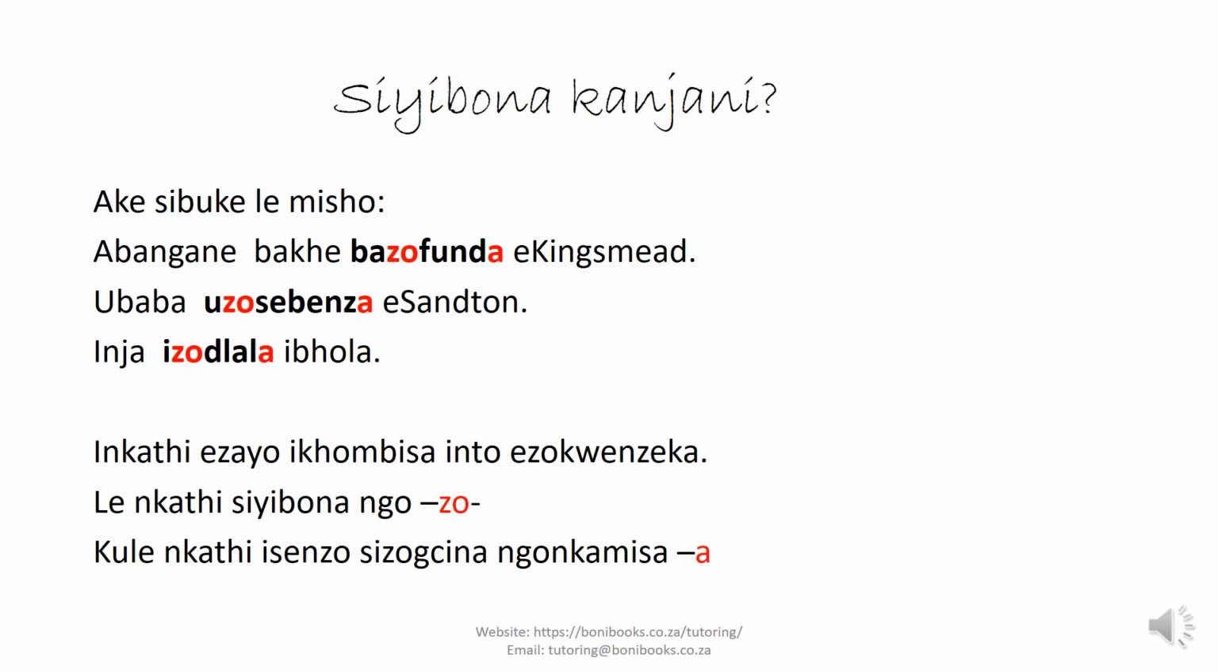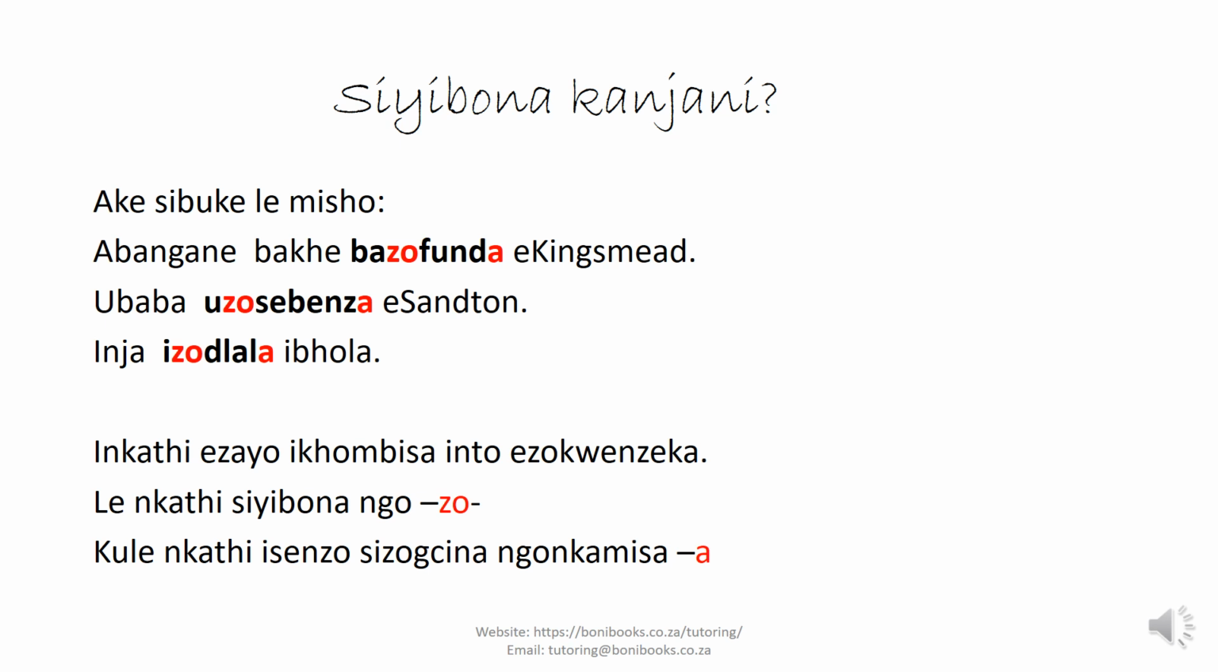Okay, how do we recognize Inkathi Ezayo? I want us to look at these sentences. Abangani bakhe bazofunda eKingsmead. Ubaba uzosebenza eSandton. Inja izodlala ibhola. When you look at these sentences, what do we see in common? There is the zo: bazo, uzo, izo. So the sentences in the future tense will have a zo. But all your verbs will end with a: uzofunda, uzosebenza, izodlala. Inkathi Ezayo ikhombisa into ezokwenzeka. It shows the future tense, something that is still going to happen. Then we recognize it by zo, and then your verb will end with the vowel a.